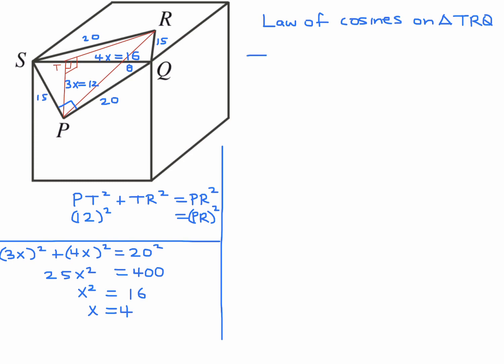Okay, so here we go. TR squared is equal to 15 squared plus 16 squared minus 2 times 15 times 16. And then we need an angle.